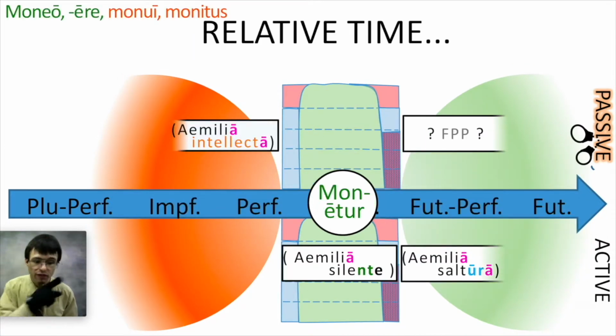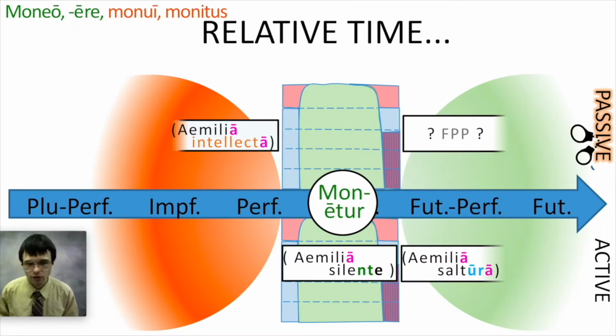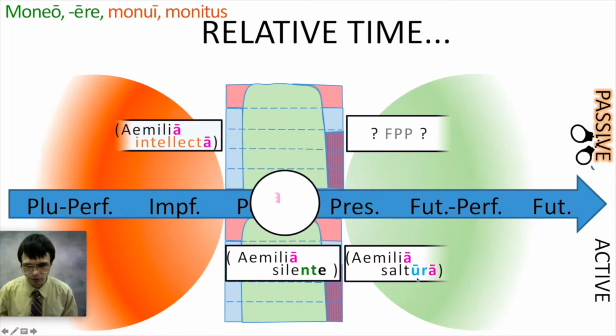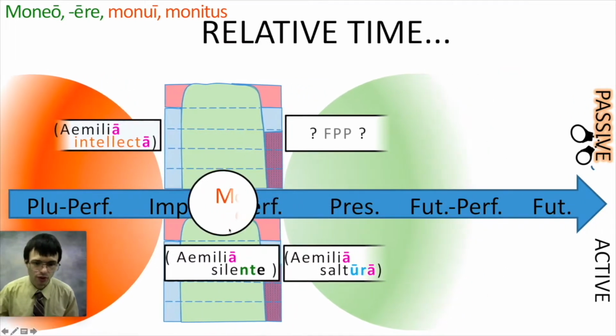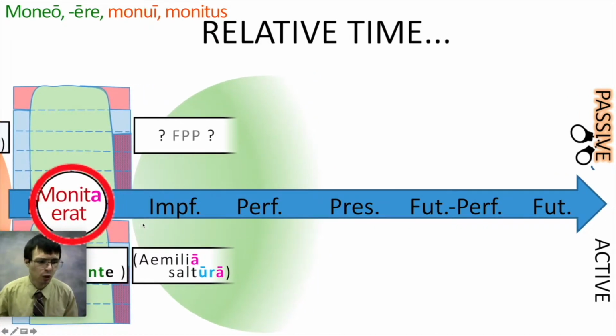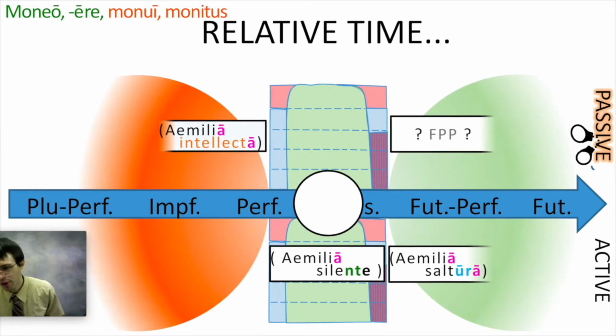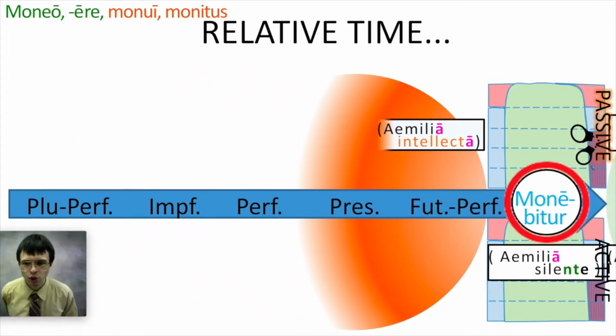And then someday we'll have the future passive participle also in the ablative absolute, but not yet. So these obey relative time. So with Amelia about to jump, she is warned. With Amelia about to jump, she was warned. With Amelia about to jump, she was being warned. With Amelia about to jump, she had been warned. Oh, that's foolish, Amelia. And then with Amelia about to jump, she will be warned.